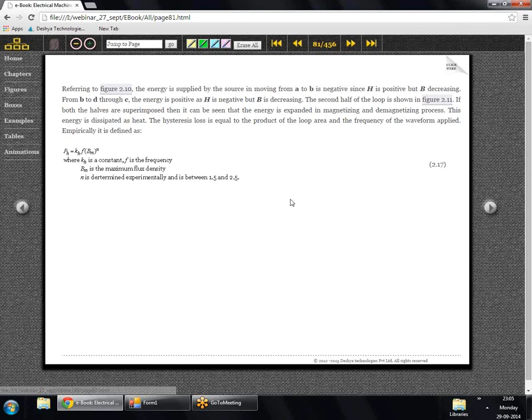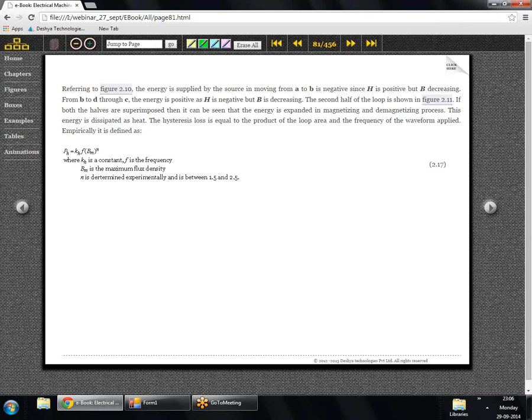The details are given inside the book, so due to shortage of time we will not be going into great detail about the explanation of this equation on hysteresis losses. However, we should keep one point in mind.